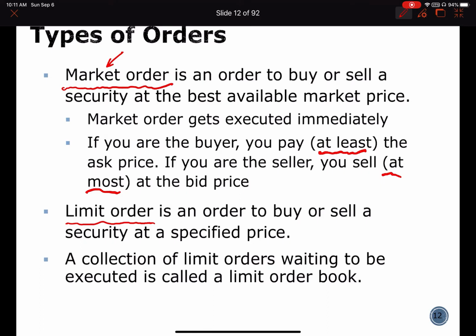Now, the second type of order is the limit order. Again, judging from the name, if you submit a limit order, you will put a limit on the price you want to pay or on the price you want to sell at.